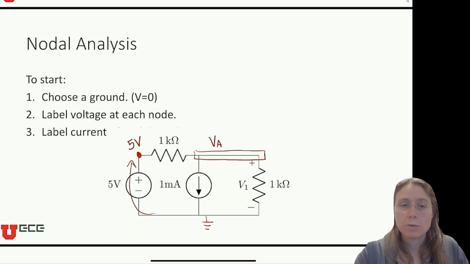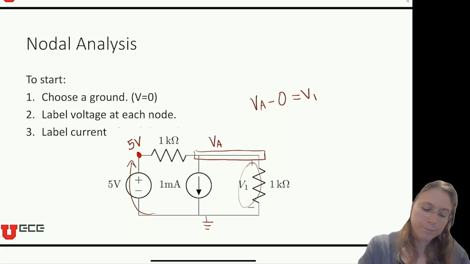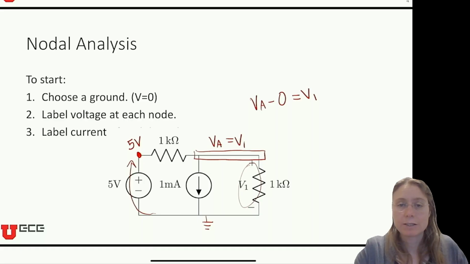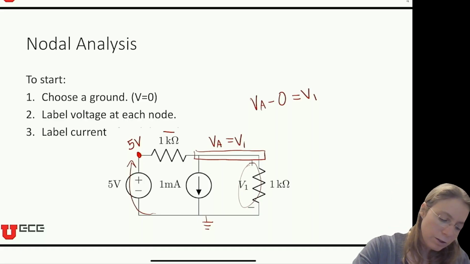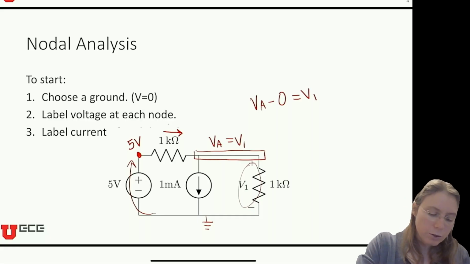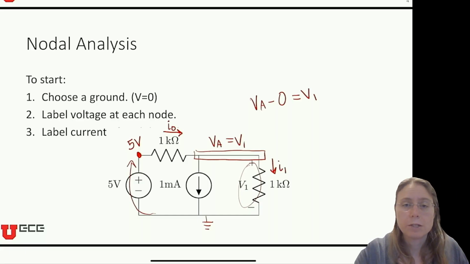And in this case, we can relate VA, the nodal voltage, to the voltage difference V1, because VA minus ground, which is 0, better be equal to the voltage difference, V1. So then VA must be equal to V1. And then finally, it tells us to label current. So I will label current here. Again, order of my arrows doesn't matter as long as I'm consistent. So I'm just choosing a direction. I'll make this I0, and then I'll make this one I1. So it's important to make sure that every resistor in the circuit has a current label.